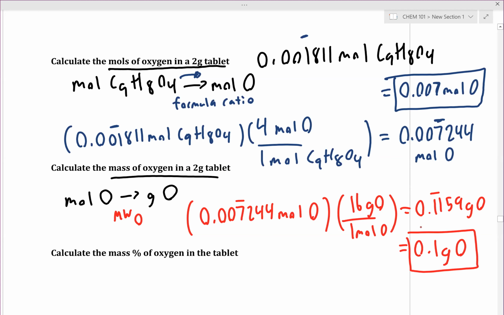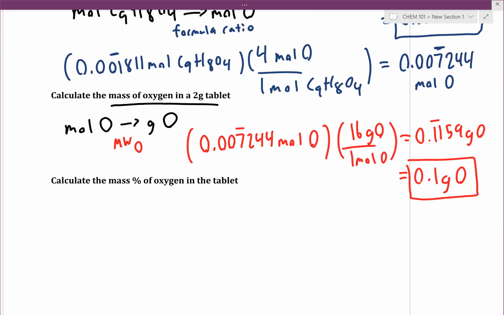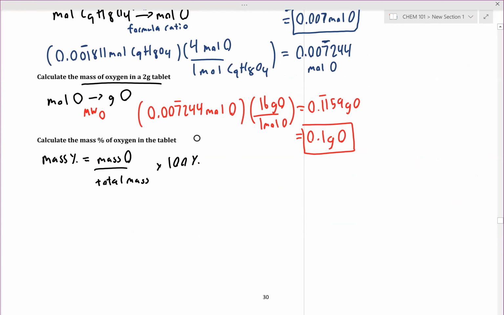Everyone following so far? We've seen all of these component steps before. We're just asked to apply it in a more complicated example. Finally, we're asked to calculate the mass percentage of oxygen in the tablet. So, given that the mass percentage is going to be equal to the mass of oxygen over the total mass times 100%, let's see what we know.